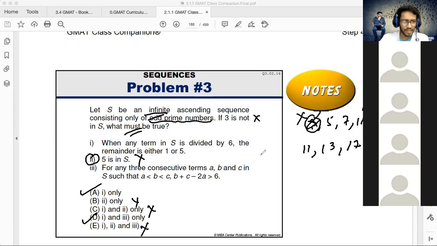Now let's check the third one. For any 3 consecutive terms A, B, C, any 3, I'll take 11, 13 and 17, odd primes. Let's take 11 as A. First one is getting satisfied, yeah. Okay, first one also I'll check.